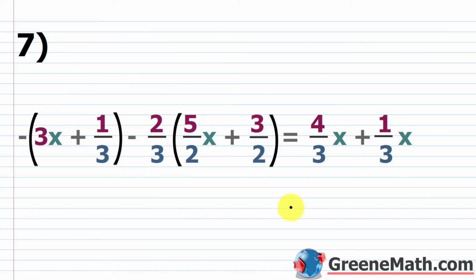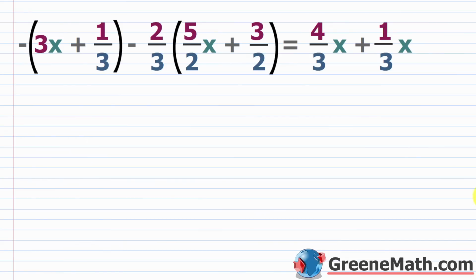Okay, let's look at problem number 7. So it looks like we have a lot of work to do on cleaning this up, but we have the negative of 3x plus 1/3, so this quantity, minus 2/3 times the quantity 5 halves x plus 3 halves. This equals 4/3 x plus 1/3 x. So I would apply this negative first. So this would be negative 3x and then minus 1/3. Just applying that negative to each term inside.